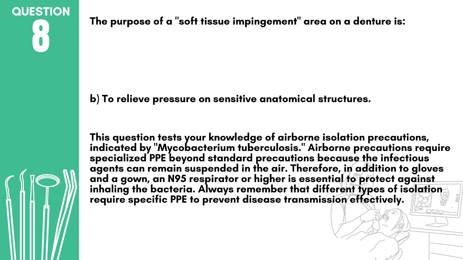Soft tissue impingement or pressure spots on a denture can cause pain, soreness, and ulcerations. Dentists will often adjust or relieve areas of the denture that impinge on sensitive anatomical structures, e.g., frenum attachments, sharp bony prominences, to prevent discomfort and tissue damage, improving patient comfort and preventing soreness. It's not for retention, aesthetics, or material expansion. For example, if a patient complains of a sore spot under their new denture, the dentist will carefully identify the impingement area and adjust it. Always remember that denture relief is for avoiding painful tissue impingement.